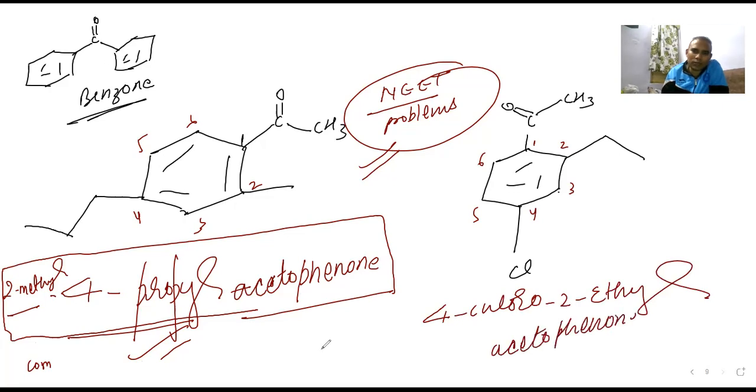That is the IUPAC name, you understood. IUPAC is very easy for you. Now the common name. For the first one, I'm saying 2-methyl 4-propyl, the common name will be ortho-methyl para-propyl acetophenone.